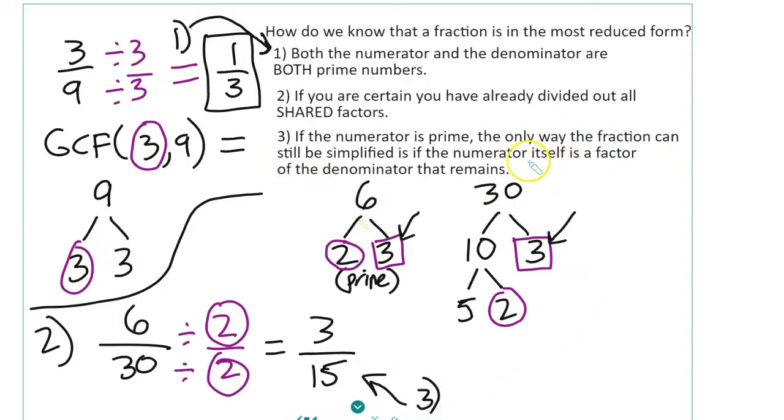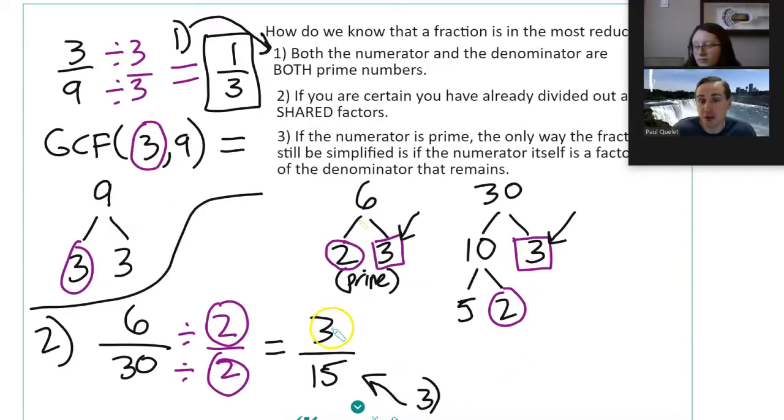Situation 3 above says if the numerator is prime, which it is, 3, the only way the fraction still needs to be simplified is if the numerator is a factor of the denominator that remains. Is 3 a factor of 15? 3 times what gives 15? Oh, 5. Right, 5.